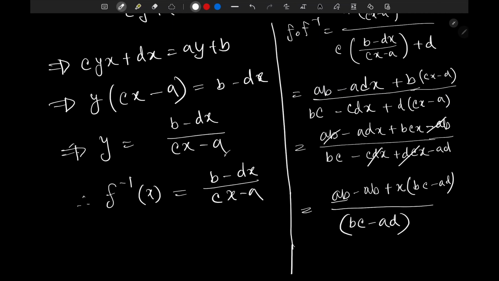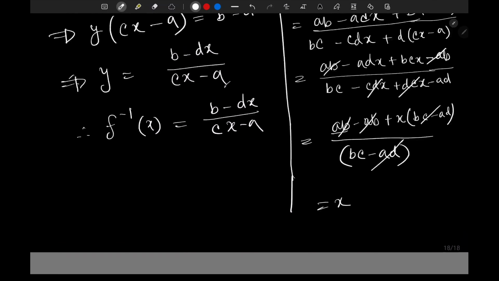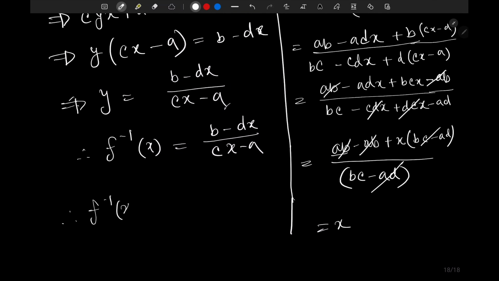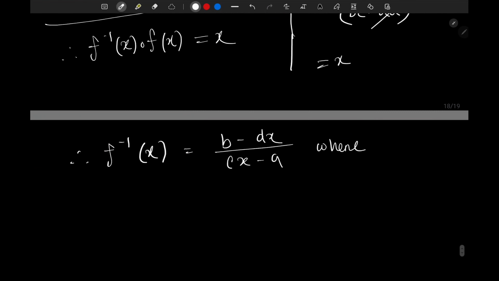All right, so now everything works out. This two cancels out, this two cancels out, and we have x. Similarly, you can check if inverse x composed with f of x will also give you x. So the inverse function is indeed b minus dx divided by cx minus a, where f of x is equal to ax plus b over cx plus d.